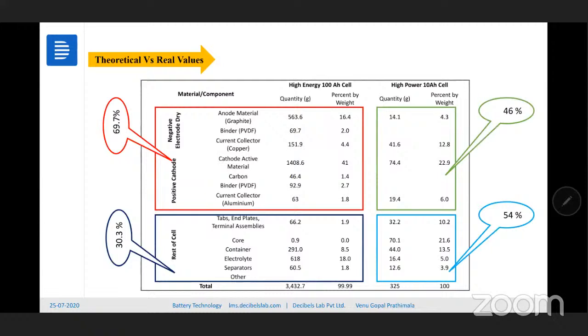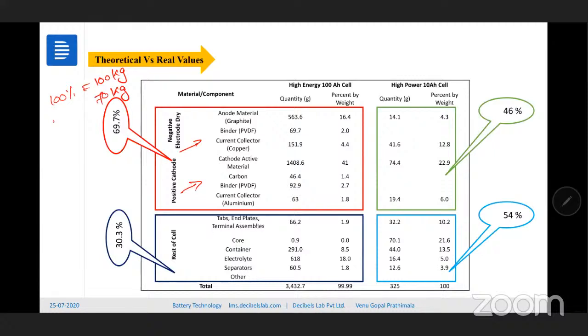So for that, I just want to show you a comparison over here. Here I'm taking two cells, a 100 amp hour cell and a 10 amp hour cell. One is an energy based cell and the other is a power based cell. For the energy based cell, which is 100 amp hour, considering only the negative and positive electrodes, the total weight is 69.7% of total mass. Let's say if 100% mass is 100 kgs, then 69.7% corresponds to approximately 70 kgs. That's only the active material, which means cathode and anode.